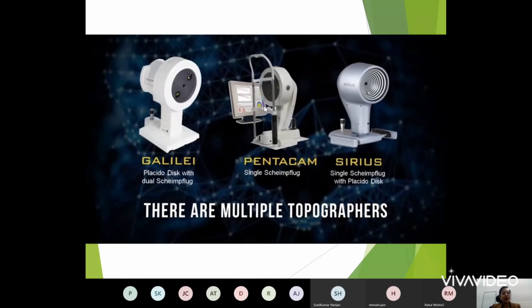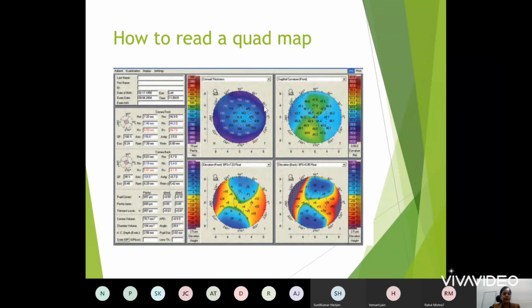There are multiple topographers based on the Scheimpflug principle: Galilei, Pentacam and Cirrus. Galilei has a Placido disc with dual Scheimpflug, Pentacam has single Scheimpflug, and Cirrus has single Scheimpflug with Placido disc. All the machines are good, and the repeatability is good. A study was done which proved that no machine is superior to the others.